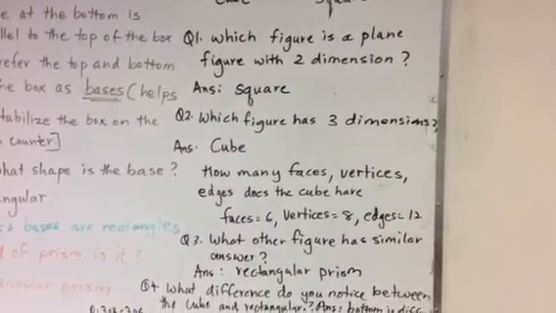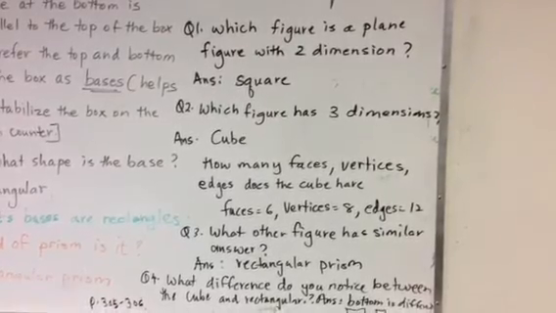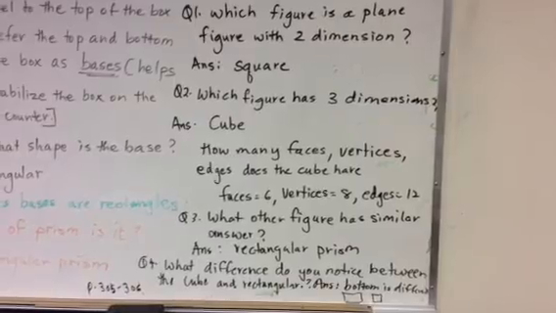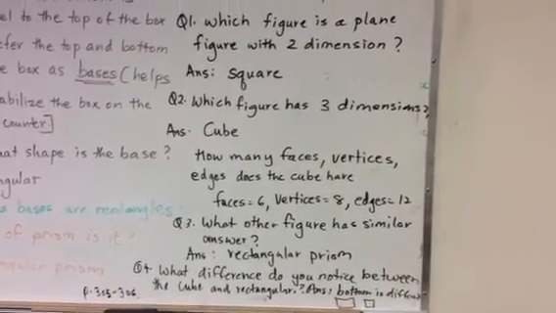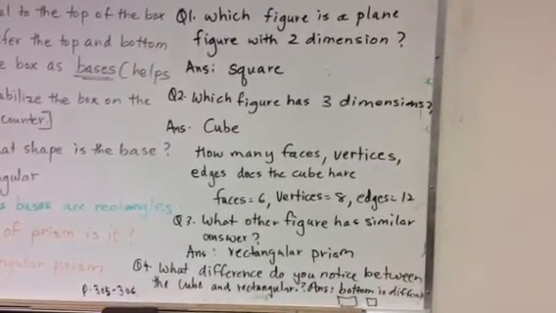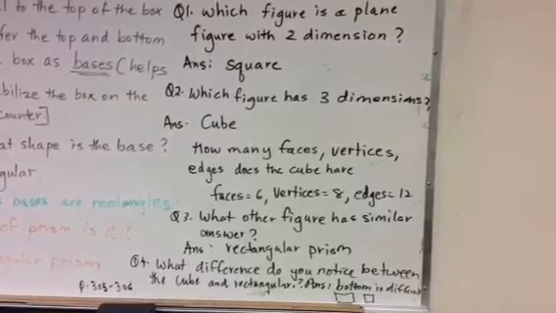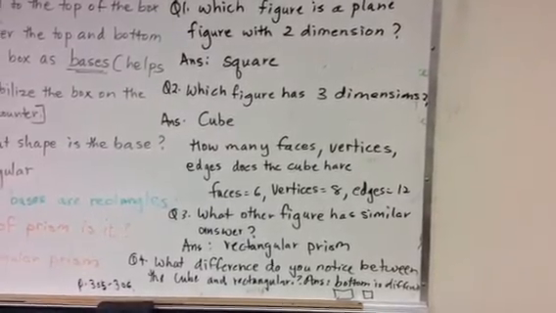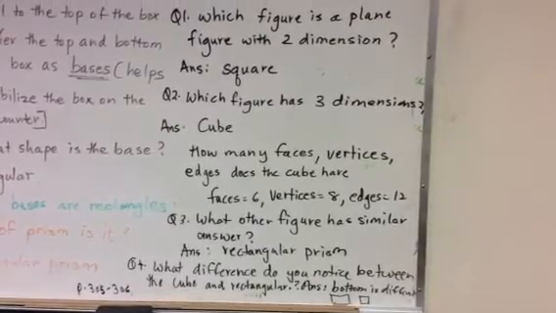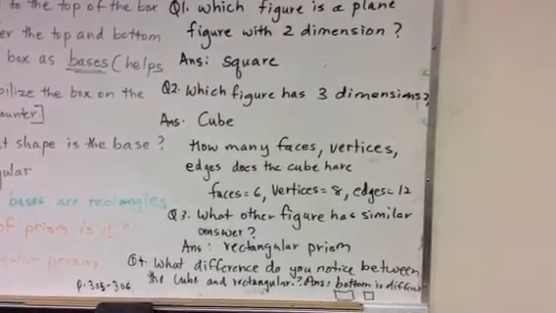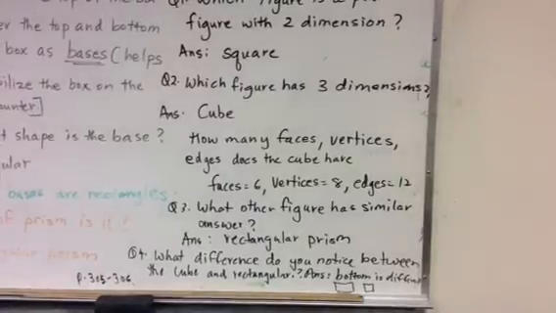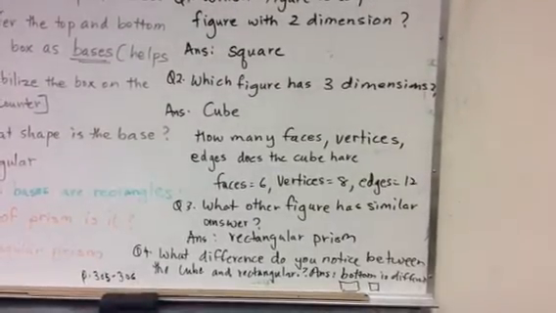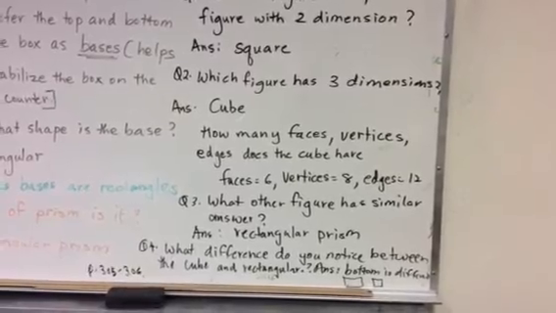So what difference do you notice between the cube and the rectangular prism? The only difference is the base of the rectangular prism is a rectangle. A cereal box has a rectangular base, and a square box has a square base. Otherwise, they have an equal number of faces, equal number of vertices, equal number of edges.